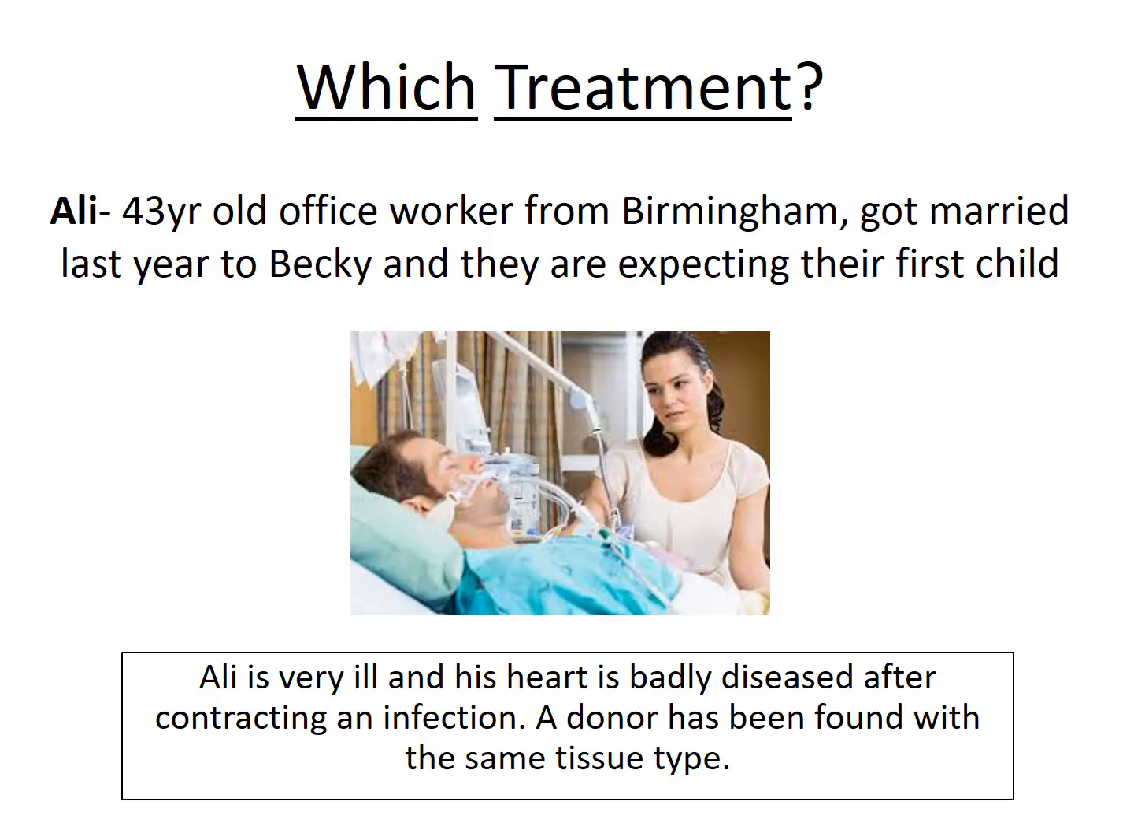Okay, so we're going to start with Ali, who's a 43-year-old office worker from Birmingham, got married to Becky last year, and they're expecting their first child. Now, Ali is very ill, and his heart is badly diseased after contracting an infection. A donor has been found with the same tissue type. So if Ali arrived at your hospital in this condition, what would you suggest would be the best treatment and why? Can you pause the video and write your answer?